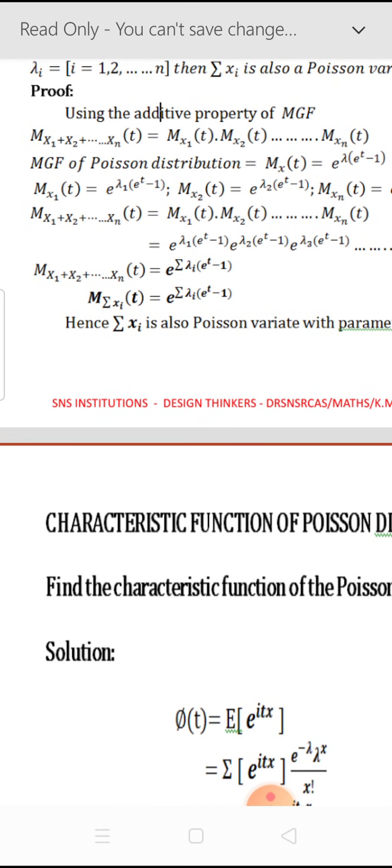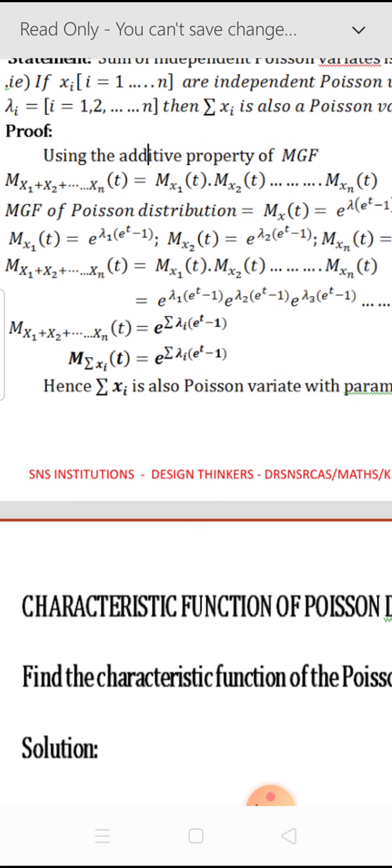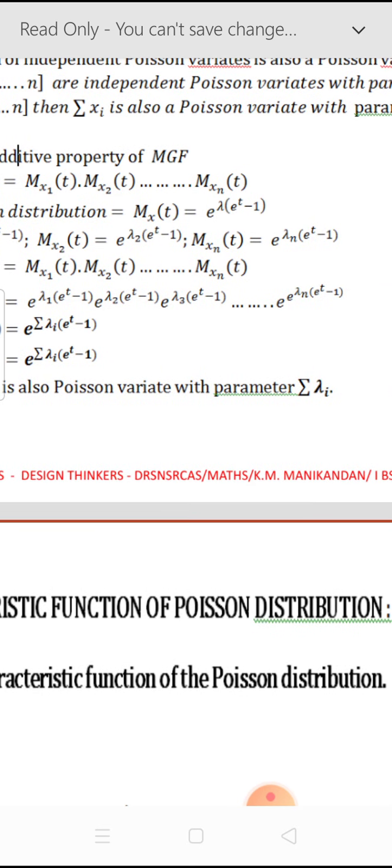So therefore we have proved that the moment generating function of the sum of the random variates is equal to e power summation lambda i into e power t minus 1. So this is again in the form e power lambda into e power t minus 1. So therefore summation xi is a Poisson variate with the parameter summation lambda i.